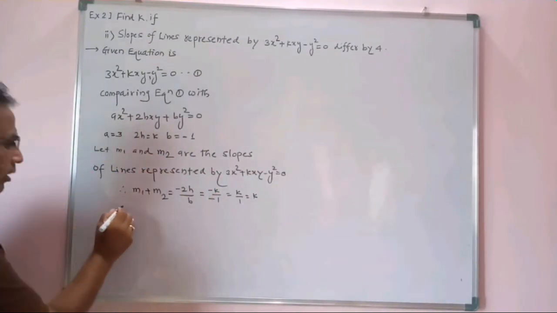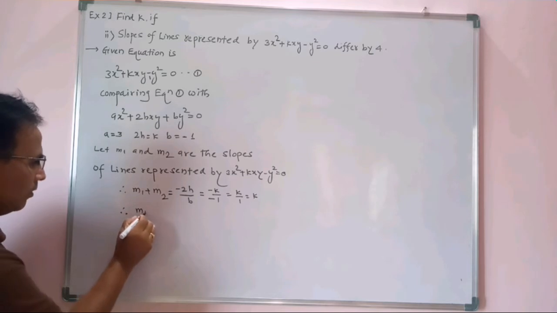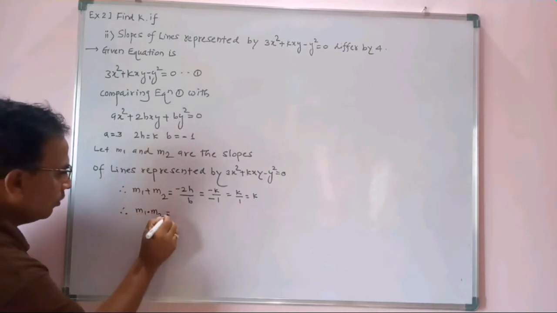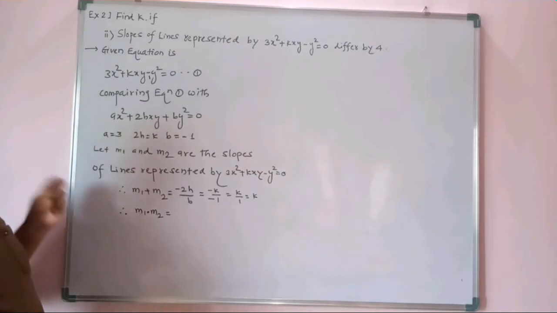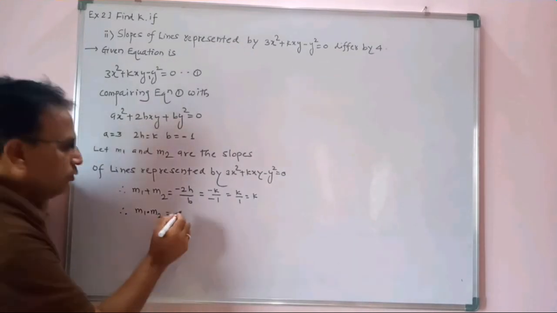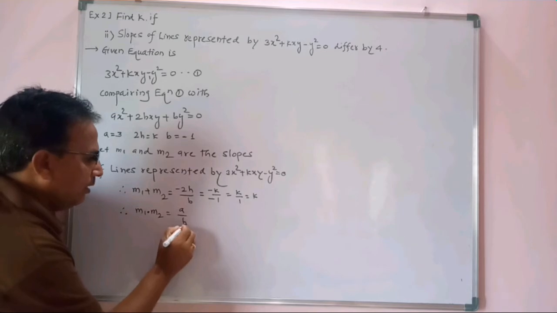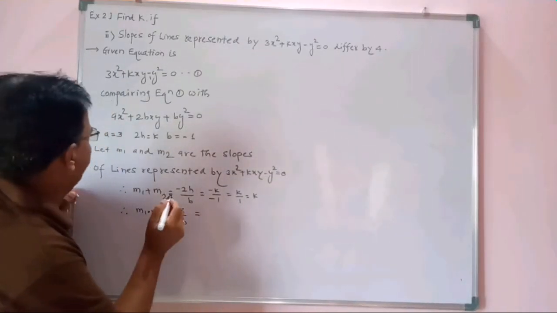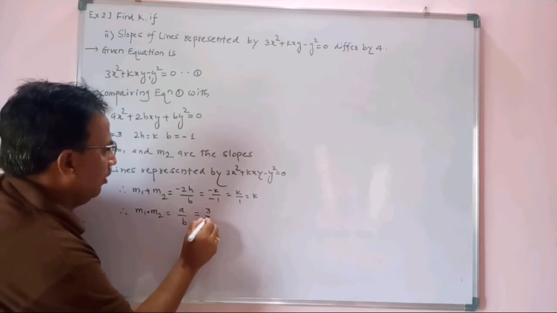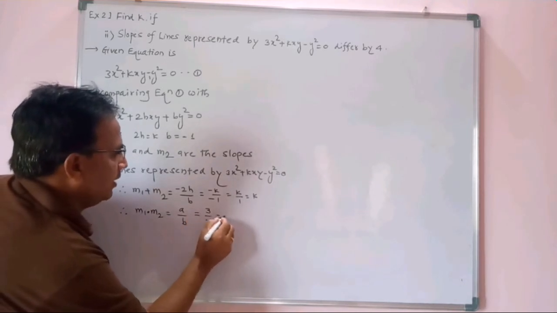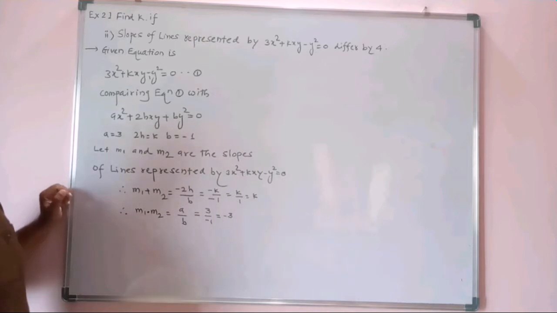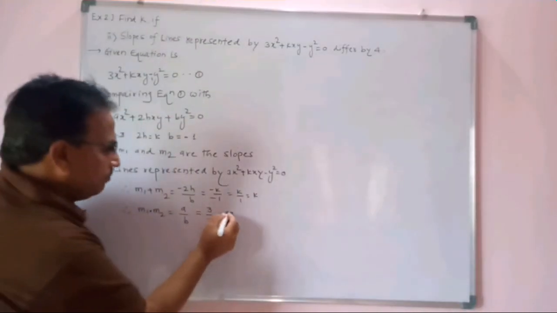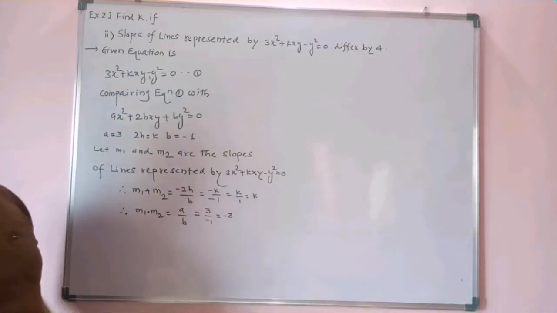Therefore, the product of two slopes, m1 into m2, equals a divided by b. The value of a is 3 and the value of b is minus 1, so 3 divided by minus 1. The product of the two slopes is minus 3, and the sum of the two slopes is k.